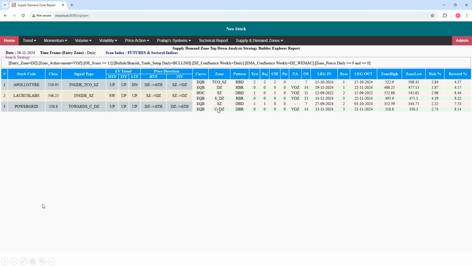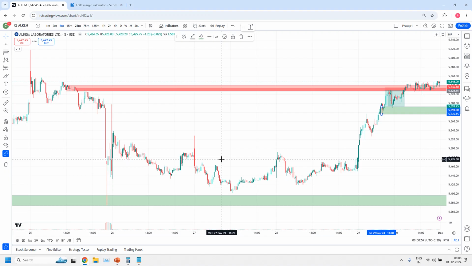So POWERGRID, this is a demand, this is a bullish trade setup. And what kind of zone confluence is it having? Weekly and daily zone confluence. Because of weekly and daily zone confluence, definitely the weekly zone should have weekly EMA confluence. Check here, see, the weekly demand zone is having weekly EMA confluence, WEMAC. So let's verify all these things are available. But our software has given you only demand and supply zones for the entry time frame, the LTF time frame. So we do the reverse engineering way of analysis. So what is that? POWERGRID, right?